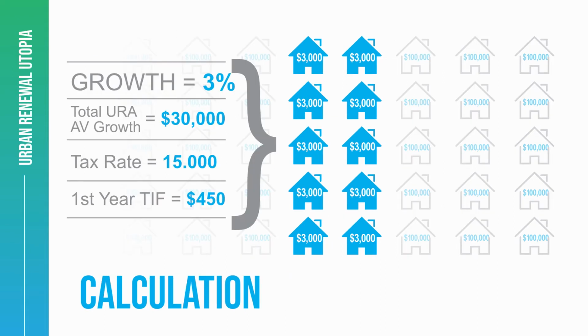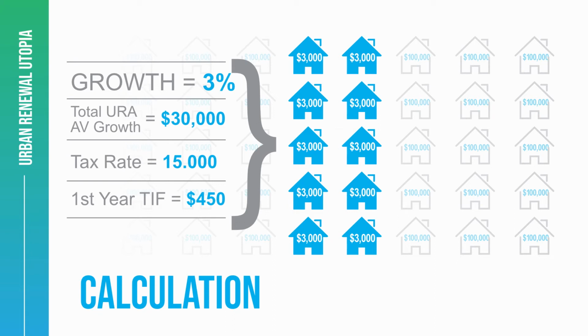Scappoose. To illustrate the method of calculating urban renewal property tax revenues, we will assume that the assessed value for each house in the city grew by 3%. This means each house in the urban renewal area increased in assessed value by $3,000. Once the increase in assessed value for the urban renewal area is gathered, the process of calculating urban renewal property tax revenues can begin. The total assessed value increase in the urban renewal area is $30,000.